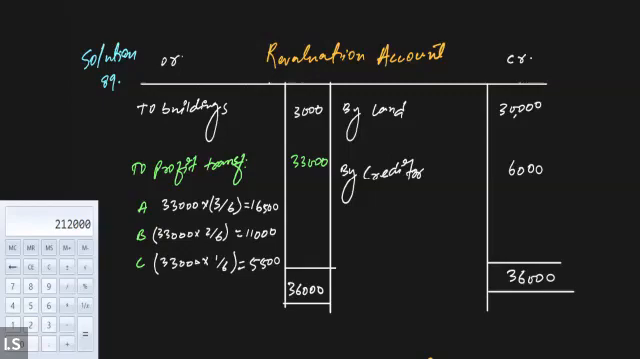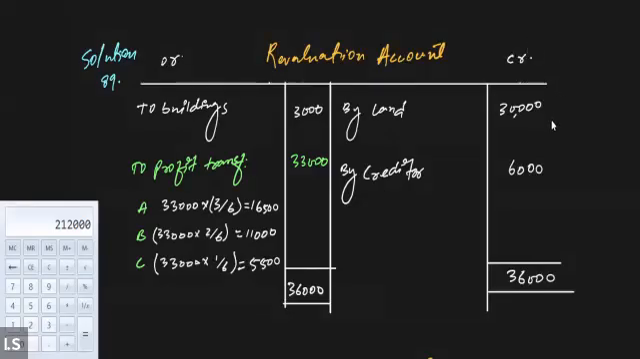See, in the revaluation account, on the credit side, we'll first of all write down the value of the land. Since the value of the land is increasing by 30,000, the increase is indicated on the credit side of the revaluation account. Then the value of the creditors is also reducing by 6,000, so we need to show the value of the creditors on the credit side as well. And on the debit side, we have the value of the building. Since the value of the building is reducing by 3,000, I have indicated it on the debit side. So land, creditors, building.